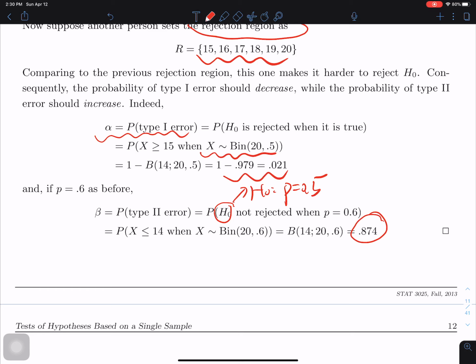0.874. So this is much greater than the 0.584 we calculated before in the previous example using a different rejection region, right? So this calculation confirms that when my rejection region shrinks, my type 1 error will decrease and my type 2 error will be largely increased, right? This is an even higher type 2 error.